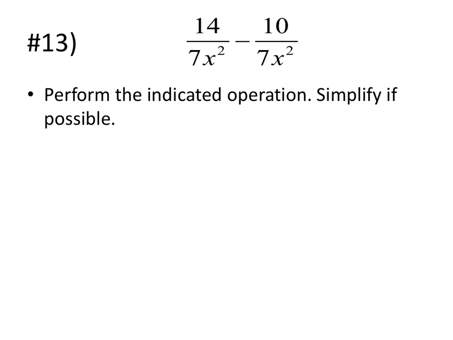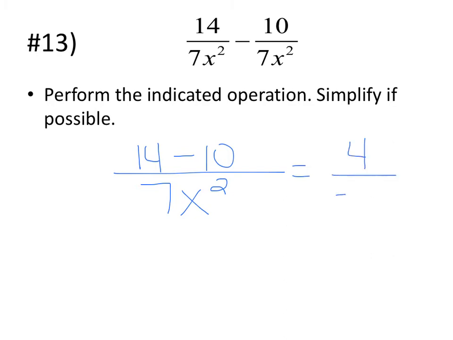Alright, now we're going to add and subtract the rational expressions. In doing so, you need a common denominator. This one's actually already set up with a common denominator, so I can put everything over the common denominator and then just write in the numerator what's left. So 14 minus 10 equals 4, so your answer is just 4 over 7x squared.